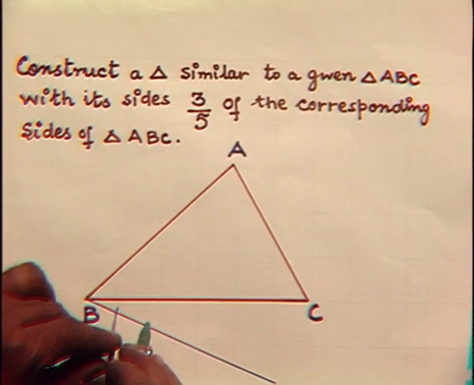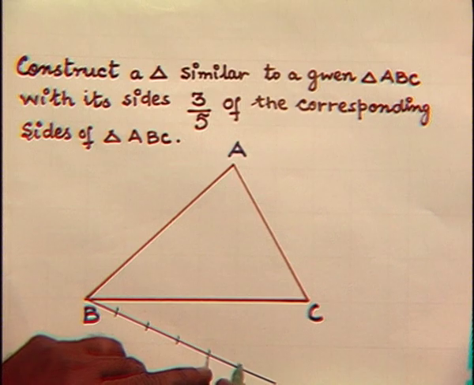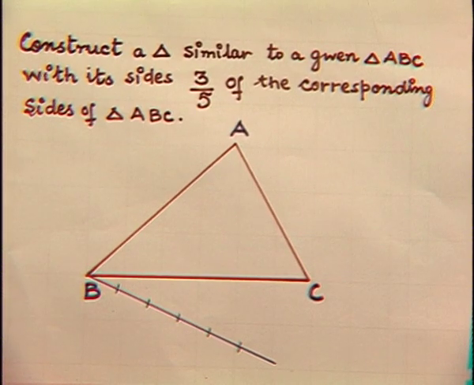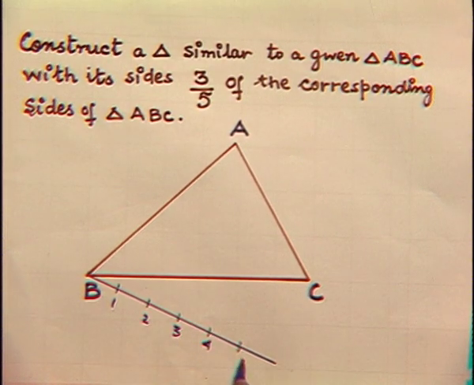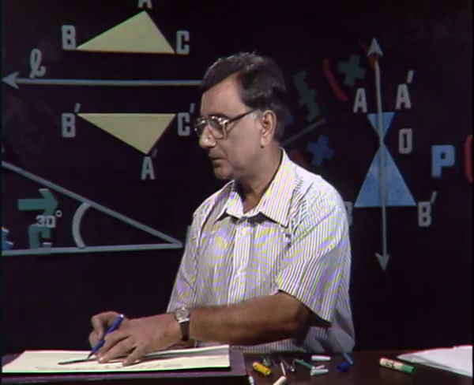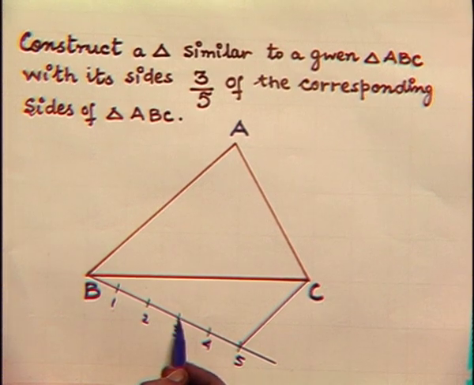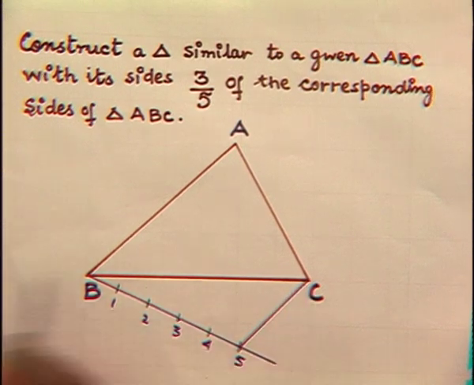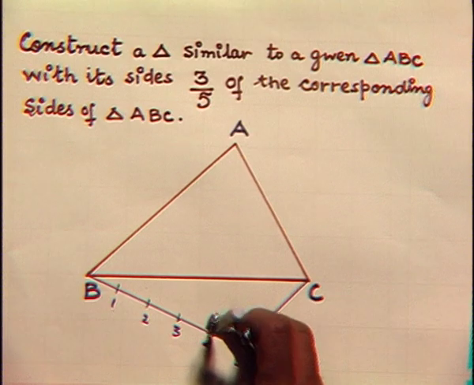1, 2, 3, 4 and 5. Join this 1, 2, 3, 4, 5, join this fifth part to C. And at point 3, we have to draw a line parallel to 5C, and for that we shall follow once again the same procedure, that is, I will be drawing corresponding angles equal.